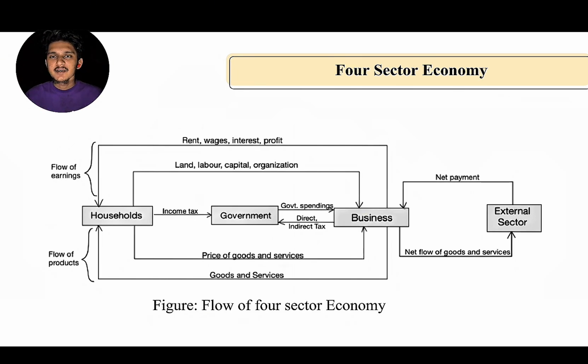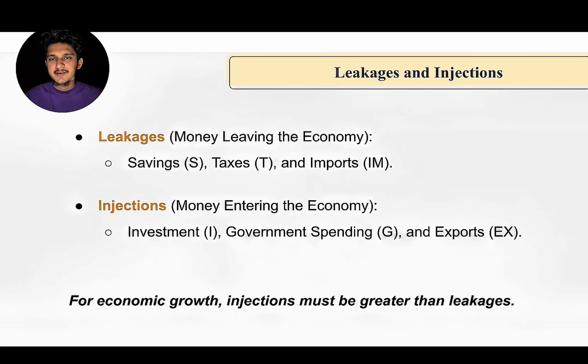Here, if export is greater than the import, then the economy grows. On the other hand, if import is greater than the exports, then the economy shrinks. So our new income formula: income equals consumption plus investment plus government expenditure plus net export. Now let's talk about the balance between leakage and injection in the economy.